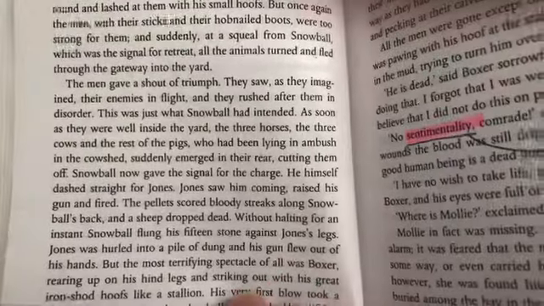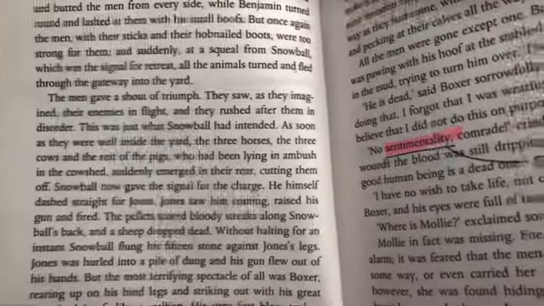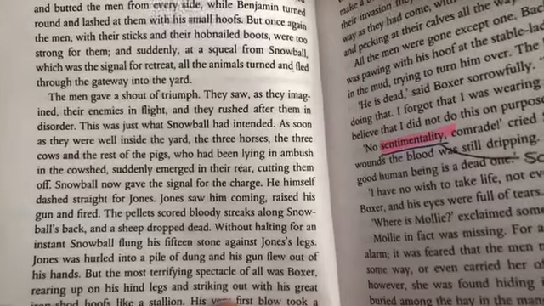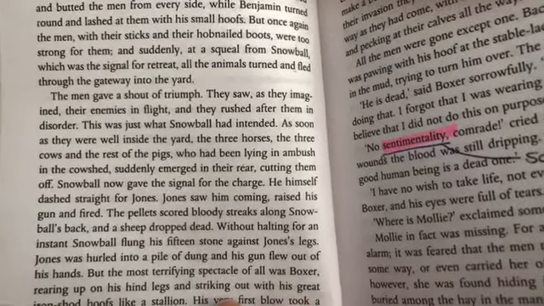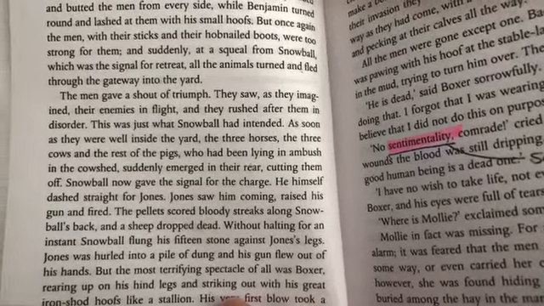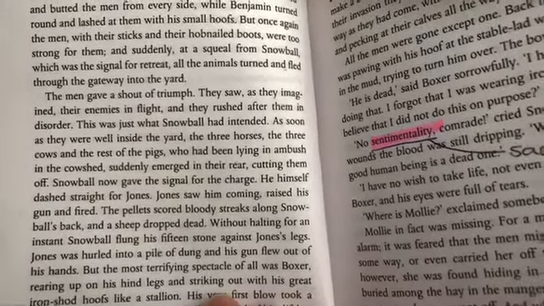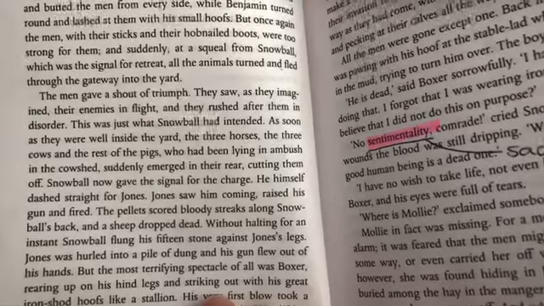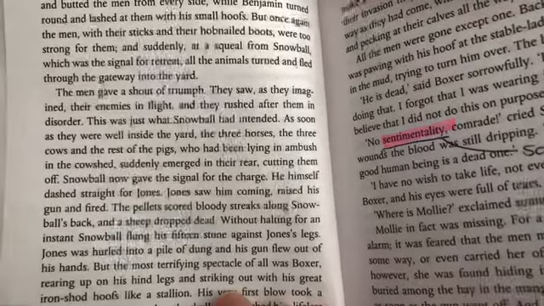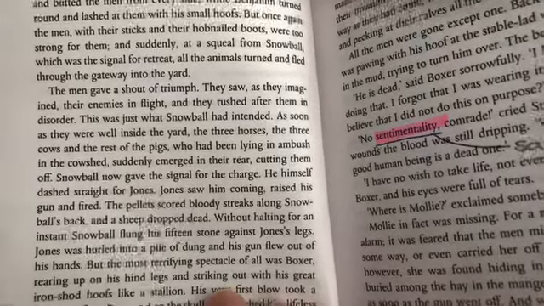The men gave a shout of triumph. They saw, as they imagined, their enemies in flight. They rushed after them in disorder. This was just what Snowball had intended. As soon as they were well inside the yard, the 3 horses, the 3 cows and the rest of the pigs, who had been lying in ambush in the cowshed, suddenly emerged in the rear, cutting them off.